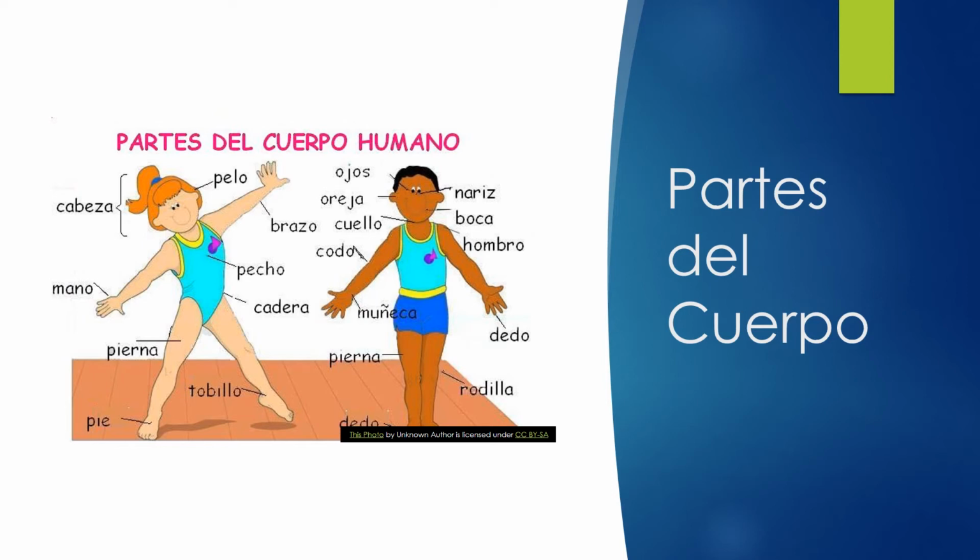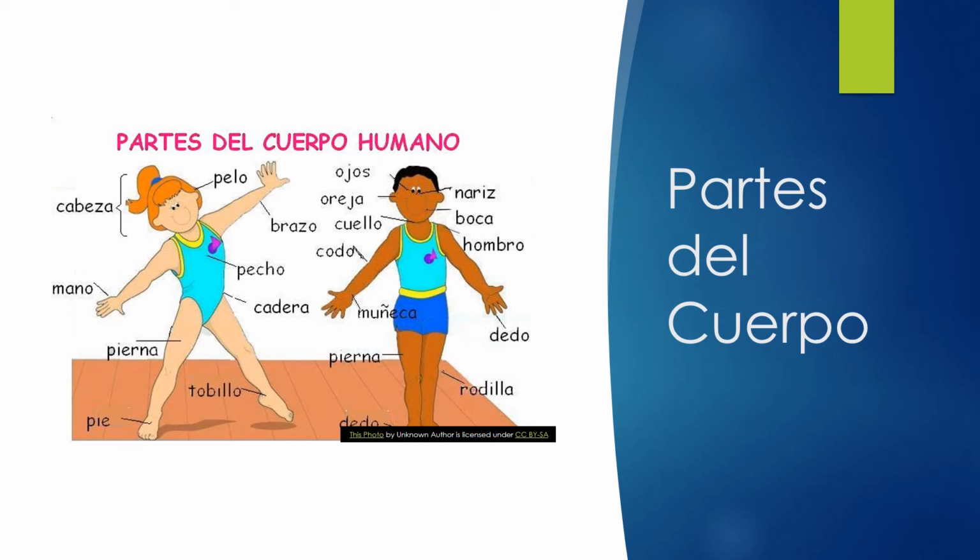Ojos, eyes, nariz, nose, oreja, ear, boca, mouth, cuello, neck, hombro, shoulder, codo, elbow, muñeca, wrist, dedo, finger, pierna, leg, rodilla, knee, dedo, your toe.